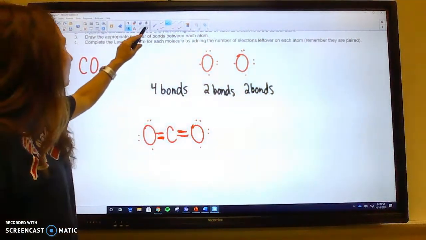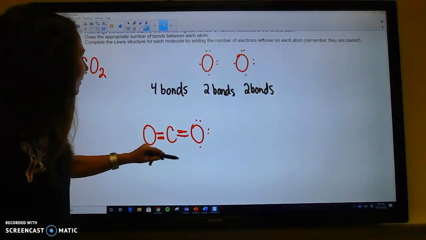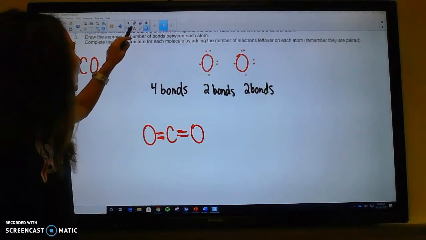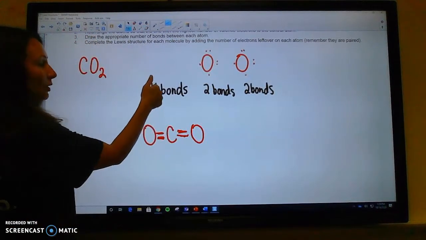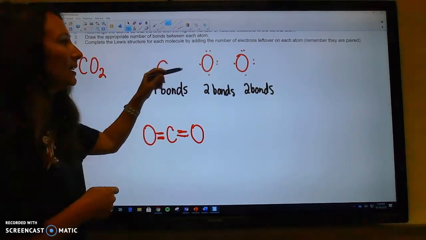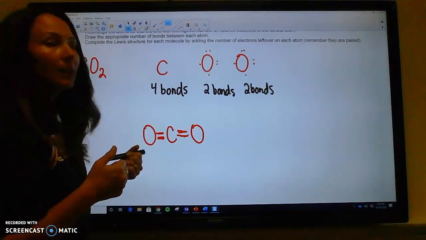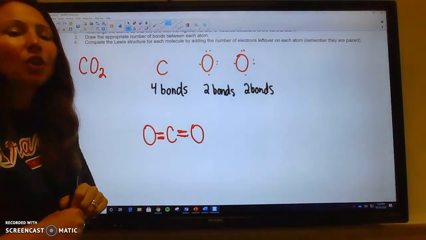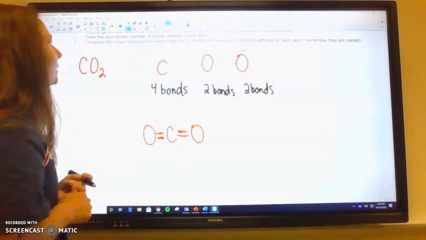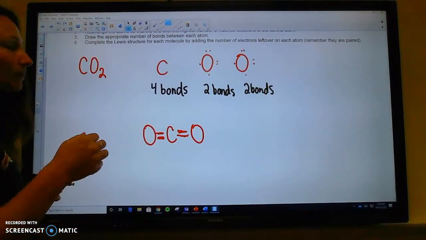So if we do that, let me erase this, then we're going to have a double bond. So let's just see so far, based on the number of bonds, if we satisfy these requirements. Does carbon form 4 bonds? 1, 2, 3, 4. Yep. Does each oxygen make 2 bonds? 1, 2, 1, 2. Yep. So now we have to determine the number of dots or electrons left over. To determine that, we are going to do a subtraction, okay?